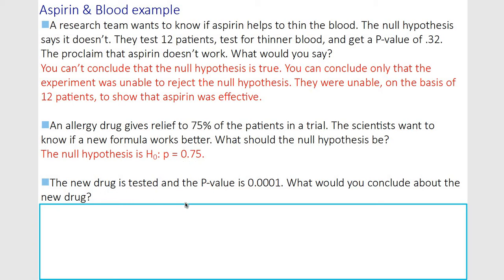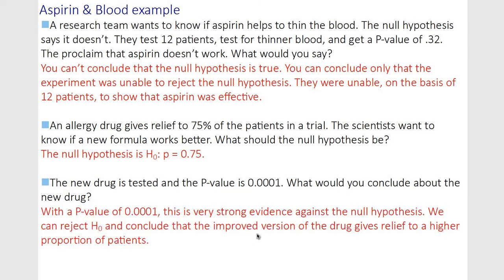The new drug is tested, and the p-value is 0.0001. All right, well, think about what that is as a percentage. That's not even close to 1%. So, very, very strong evidence against the null hypothesis. That is very unlikely. So, we can reject the null hypothesis and conclude that the improved version of the drug gives relief to a higher proportion of patients. Okay, so I'm trying to get you to understand what a hypothesis test is, and then we'll get into the mechanics of it.